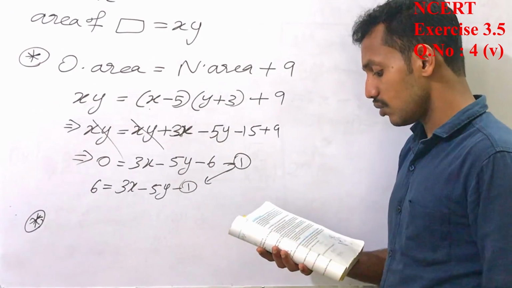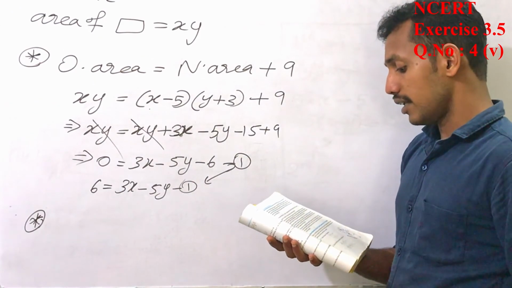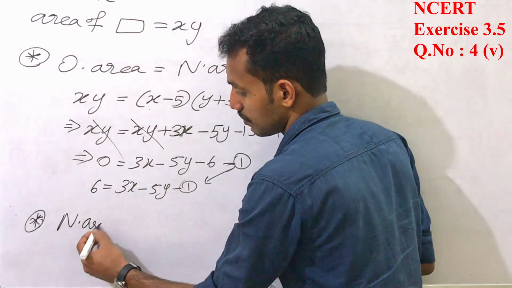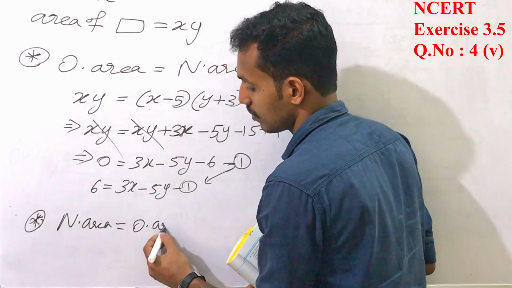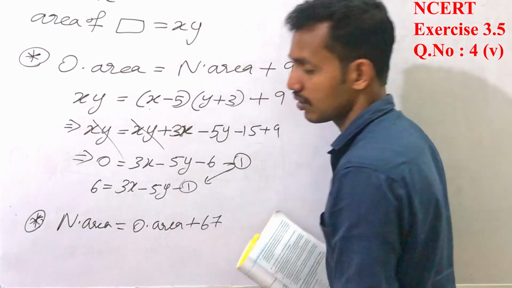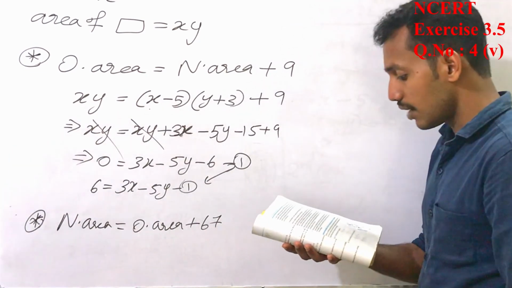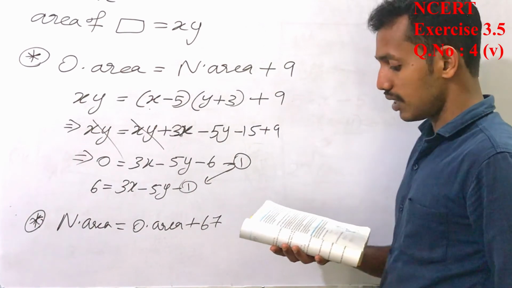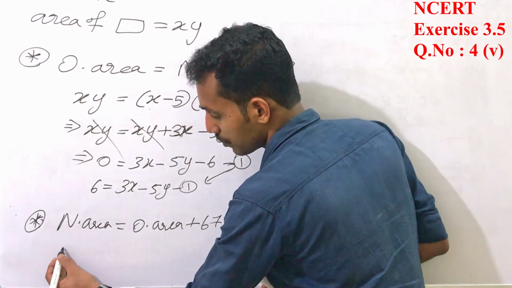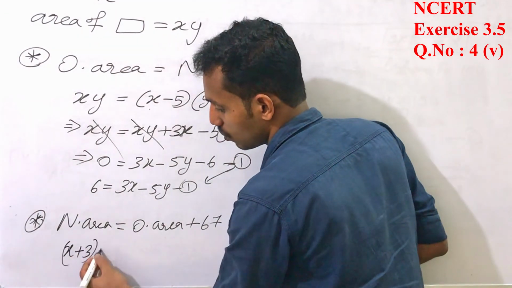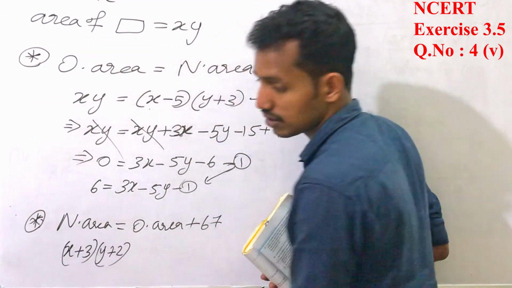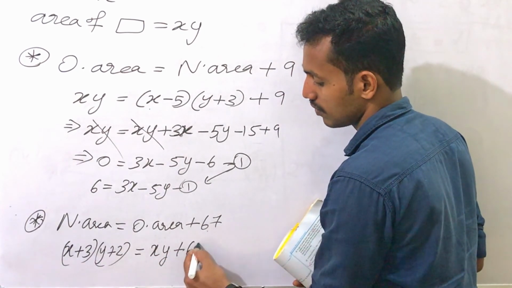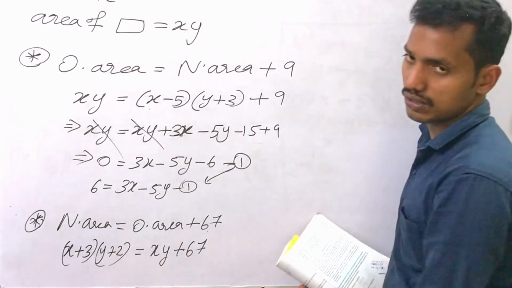Then what is the second condition? The area increased by 67 square units. That means the new area is equal to the original area plus 67. What is the condition given here? If the length is increased by 3 units and breadth by 2 units. So the new area will be (x plus 3) into (y plus 2), both increased, which is equal to the original area xy plus 67.